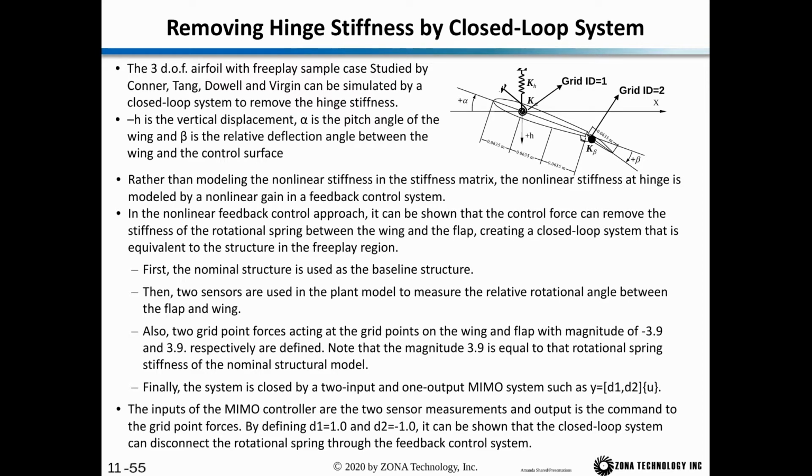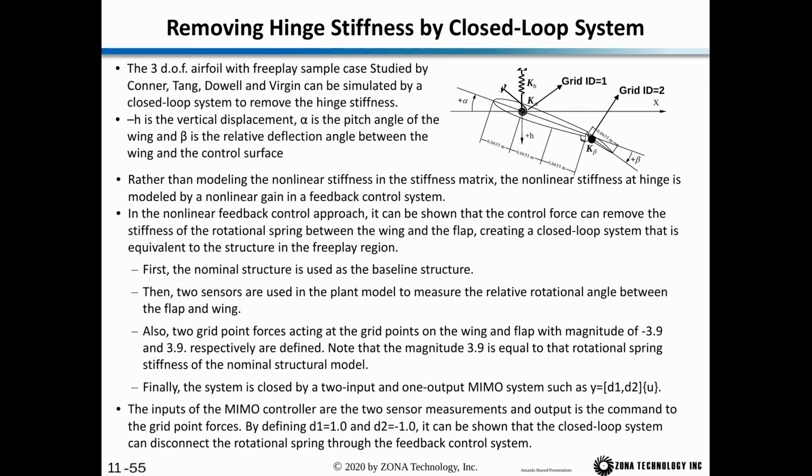So once again, minus h is the vertical displacement, alpha is the pitch angle of the wing, and beta is the relative deflection angle between the wing and the control surface. Now, rather than modeling the nonlinear stiffness in the stiffness matrix, the nonlinear stiffness at the hinge is modeled by a nonlinear gain in a feedback control system.